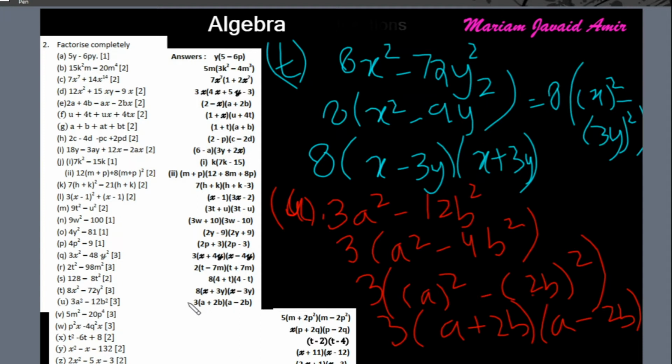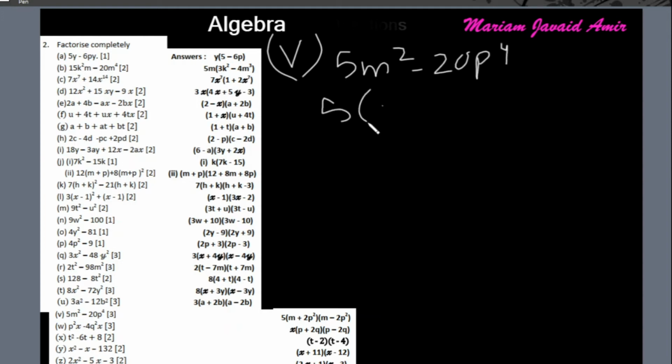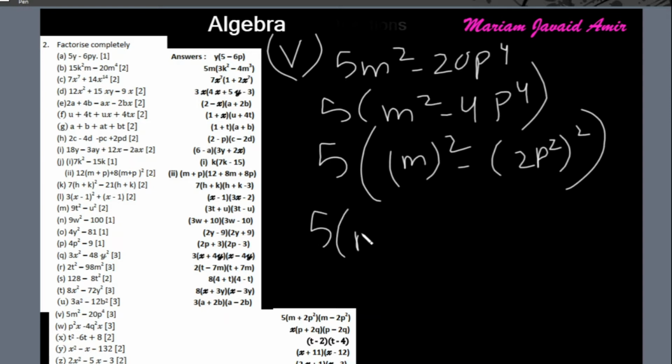Alright, then we're doing part V, which is 5m square minus 20p to the power 4. So first 5 is common and we're left with m square minus 4p to the power 4. Now this can be written as a square minus b square. So this becomes (a plus b) and (a minus b). This becomes p square, because b is 2p square, and then a minus b.